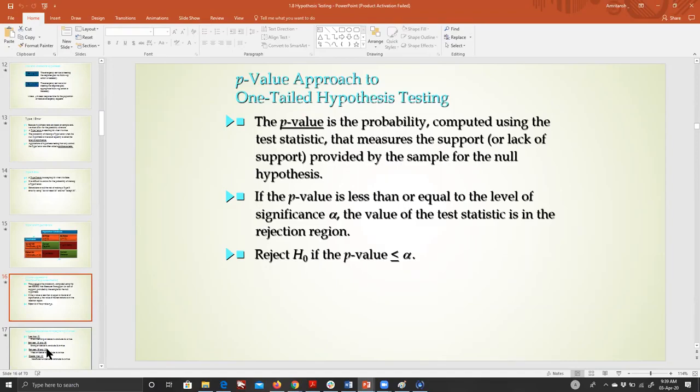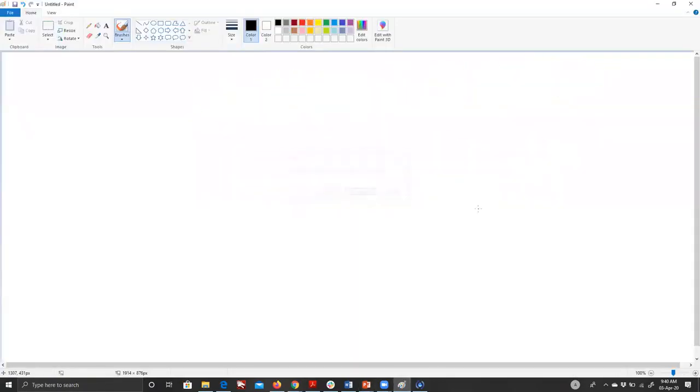If the p-value is less than or equal to the level of significance alpha, the value of the test statistic lies in the rejection region. But let me first explain what a p-value really is, because this is where things get tricky for a lot of people.